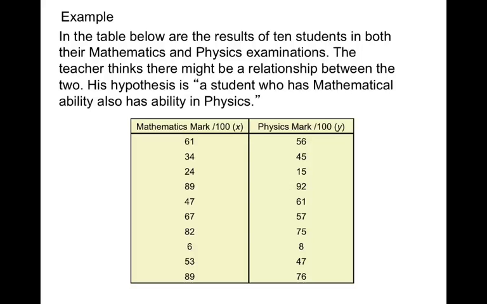In the table below are the results of 10 students in both their mathematics and physics examinations. The teacher thinks there might be a relationship between the two. His hypothesis is that a student who has mathematical ability also has ability in physics. What we're going to try to do is calculate the y on x and the x on y regression lines by calculation rather than using technology.